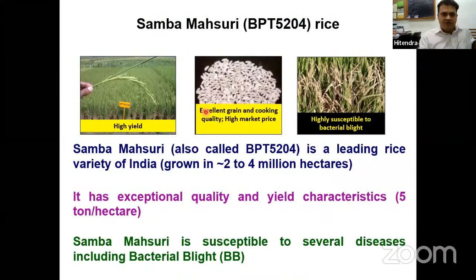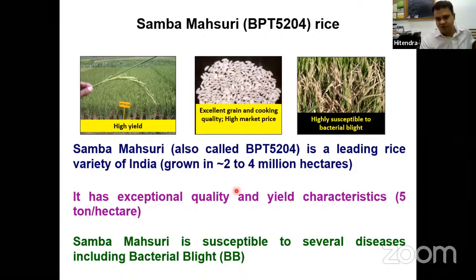And Samba Masuri is one of the popular rice. This Samba Masuri or Sona Masuri both are same. You can see in supermarket, or maybe what rice you eat generally, it is Samba Masuri here, particularly in Telangana. So it is one of the very popular rice varieties which is cultivated in about 10% of total rice cultivation area.